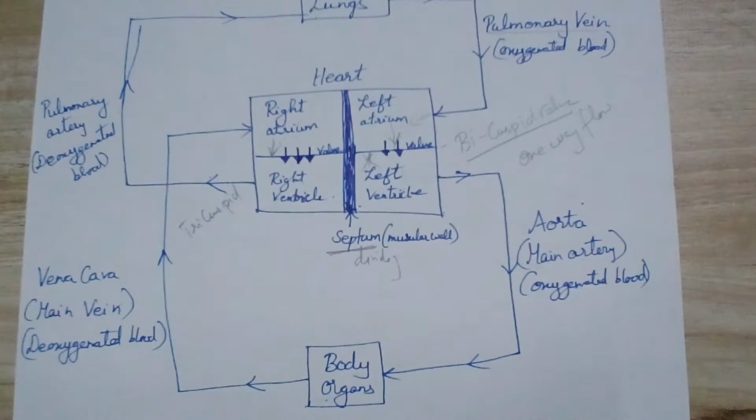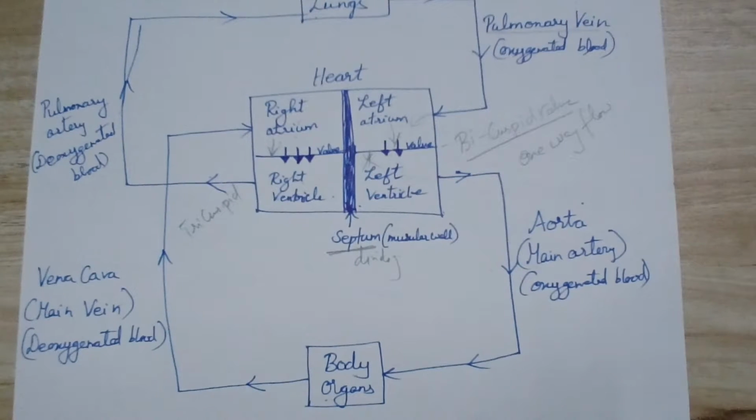Yeah, we'll see the continuation of transportation in human beings. Okay, so last class we saw how the blood is transported from the lungs to the heart, from the heart to all parts of the body, and then again to the heart, and then to the lungs.